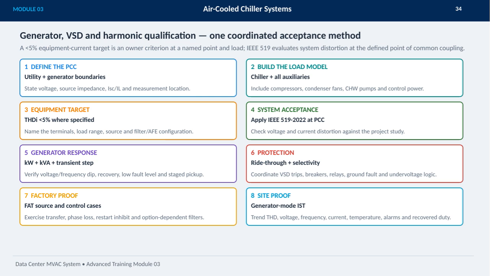study. We also verify the generator response for kilowatt and kilovolt ampere capacity, transient steps, and ensure proper voltage and frequency recovery during dips. Protection strategies include coordinating VSD trips, breakers, relays, and fault detection logic for ride-through and selectivity. Factory-proof tests cover source and control scenarios like transfer and restart inhibition, while site-proof involves generator mode integrated system testing with trending of total harmonic distortion, voltage, frequency, and other critical parameters to ensure reliable operation.